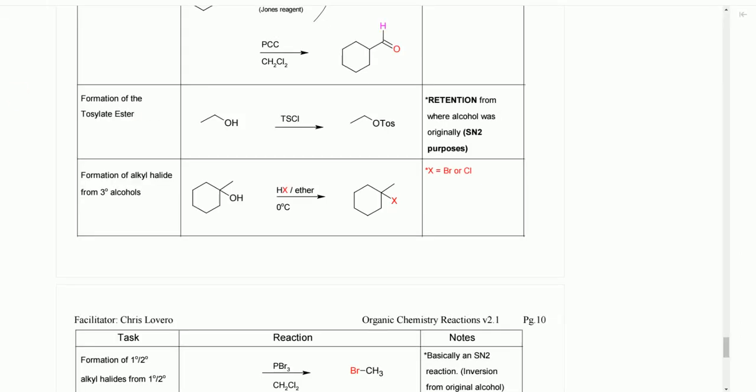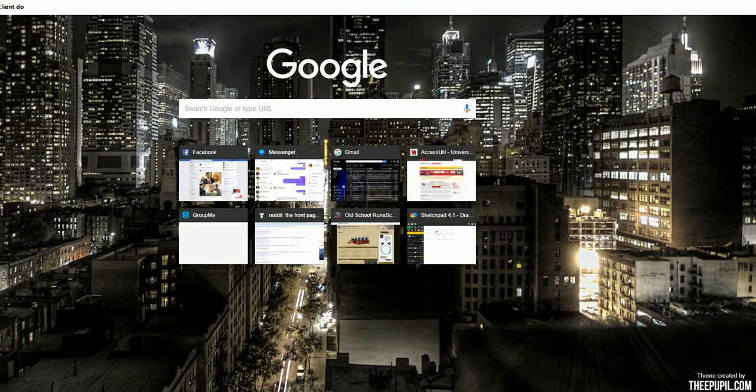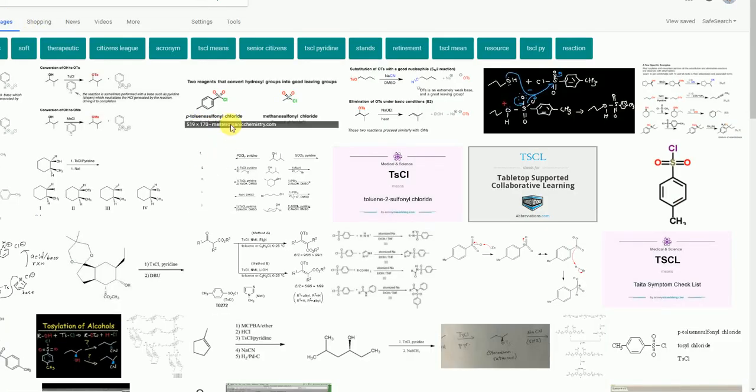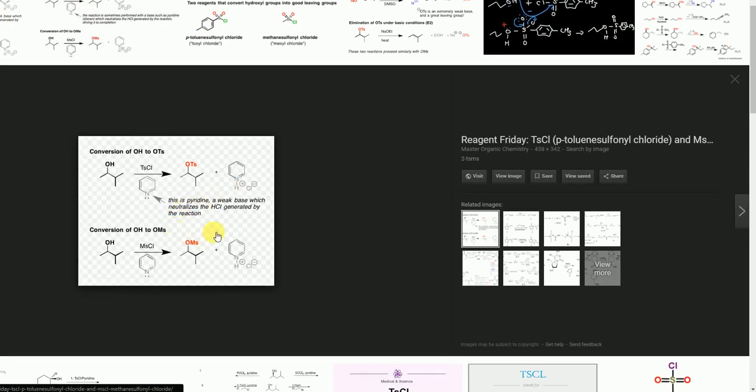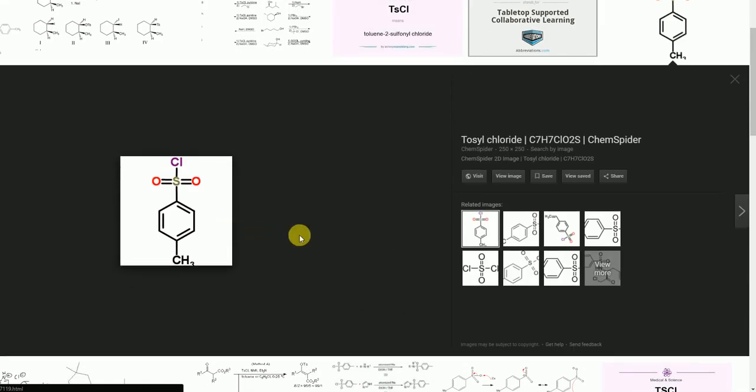So I'm just going to show what TsCl looks like. I think it looks something like this. Okay, tosyl chloride. Essentially, it's something that has lots of resonance. It has a crap ton of resonance. I have this sulfur, which is even better at taking negative charges, but it won't be taking a negative charge. We'll have these oxygens here.